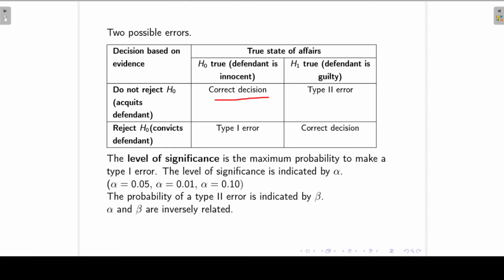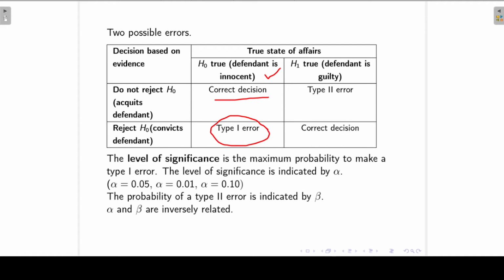However, if the defendant is in fact innocent, if that is the true state of affairs, and the judge convicts the defendant, then he is making the wrong decision, and we call that a type 1 error. Now, this is a serious mistake or a serious error to make in this situation because you don't want to convict an innocent person. So we would like this error to be as small as possible.